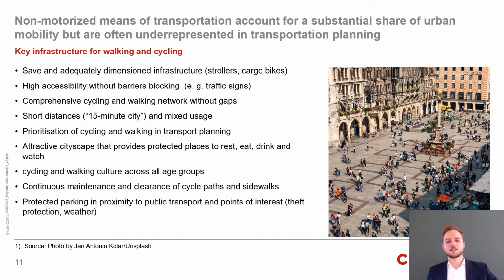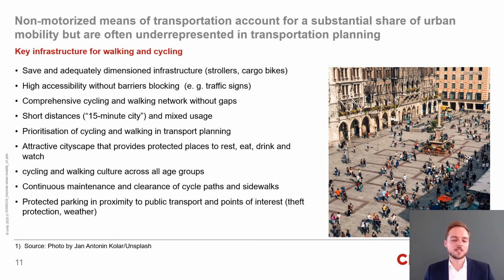Walking and cycling are the most sustainable modes of transportation, and we need to make sure that we can make use of their potential as far as possible, because especially in urban areas, they can account for a substantial share of mobility. We need to make sure that we have the right instruments in place and that we have them integrated in transportation planning and urban planning on an equal level to public transport and to cars. So of course, we need to have the right infrastructure and make sure that it's safe to use, that it's accessible for everyone, even if you're, for example, on a cargo bike or if you have a stroller.